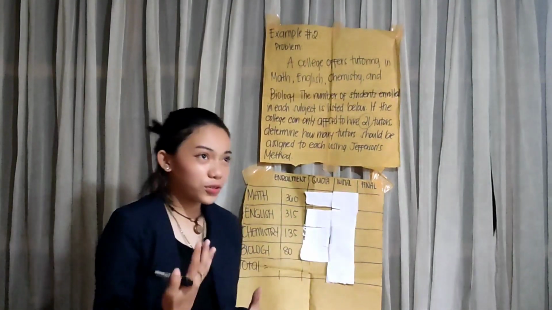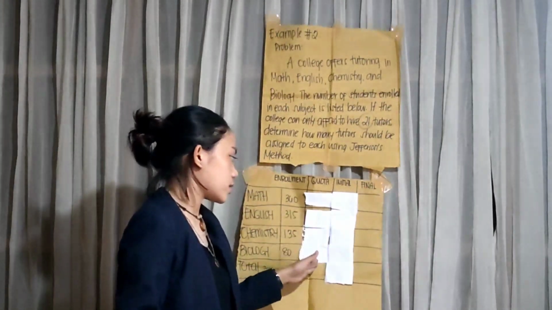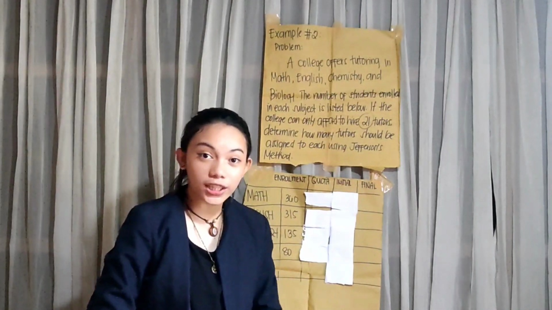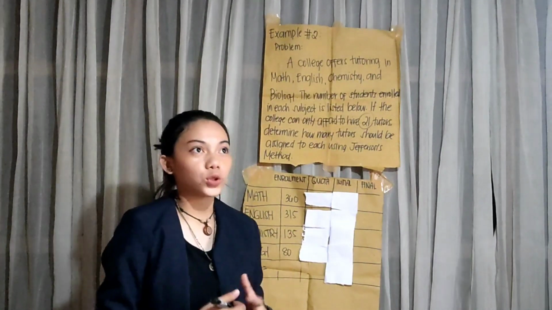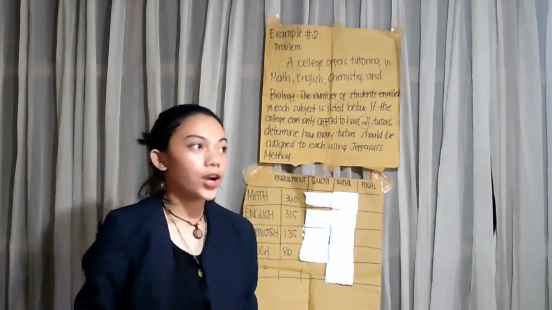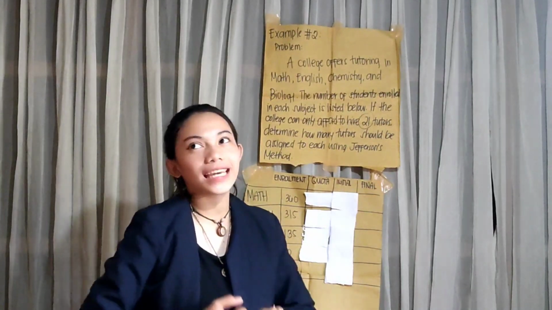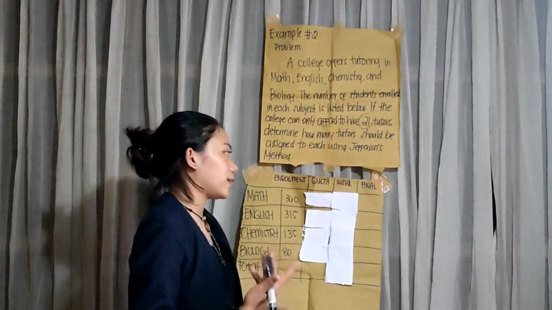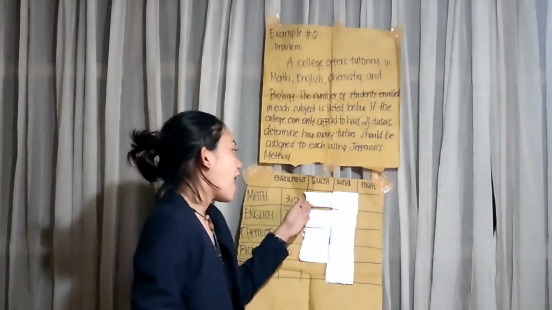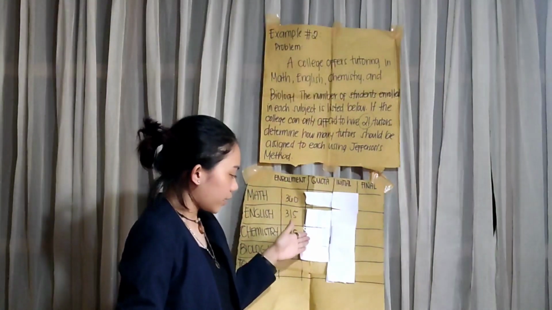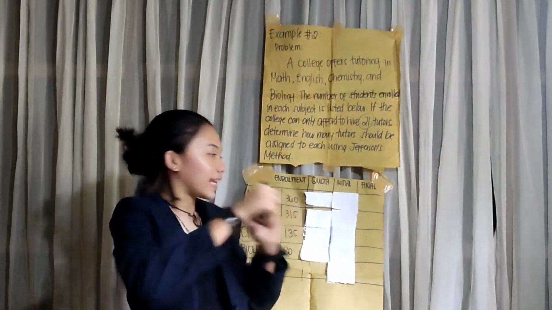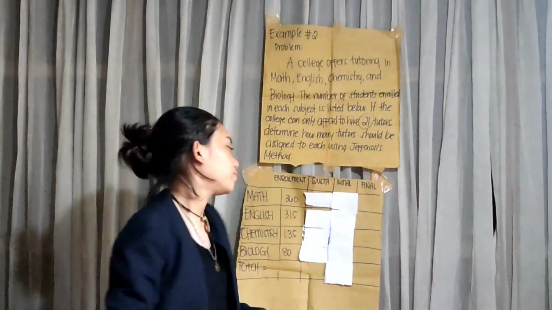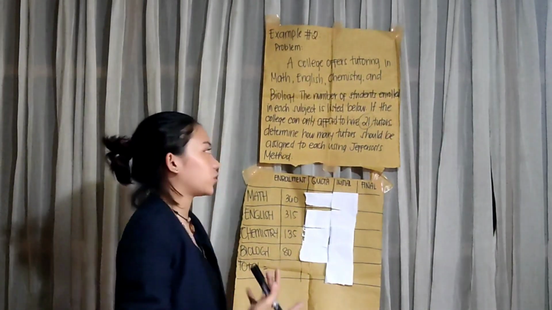If you wonder why I put these white papers, it's because in the Jefferson method we have to look for a number so that we can get our modified standard divisor. I don't have any idea yet, so I put it on white paper to calculate again. Anyway, back to our topic.